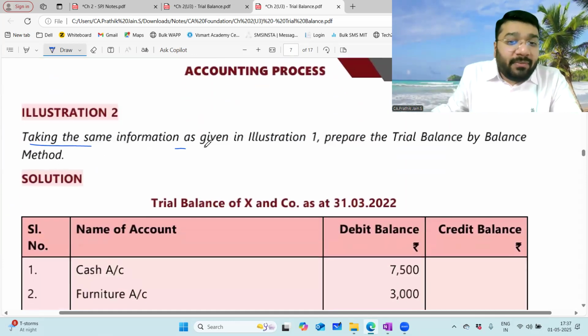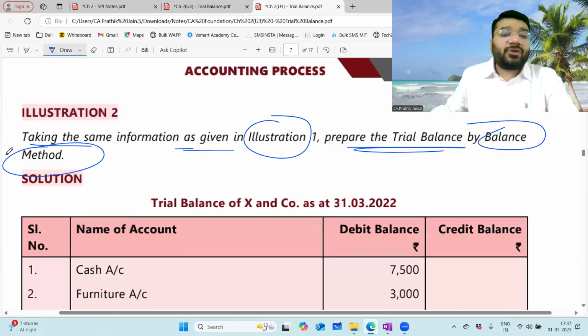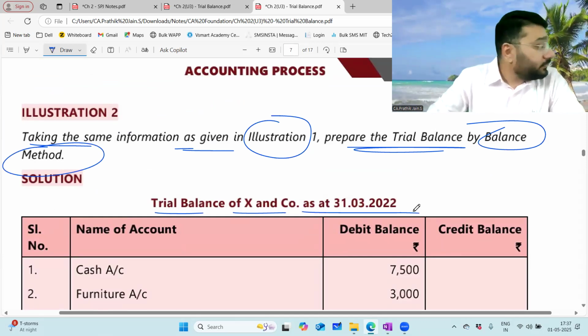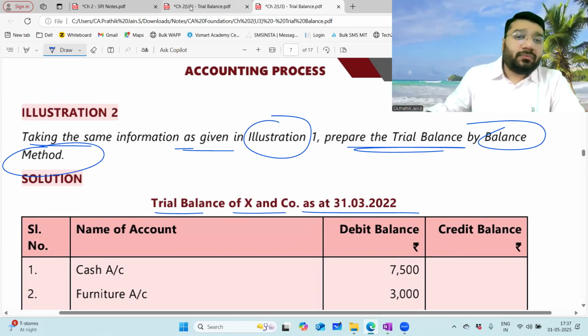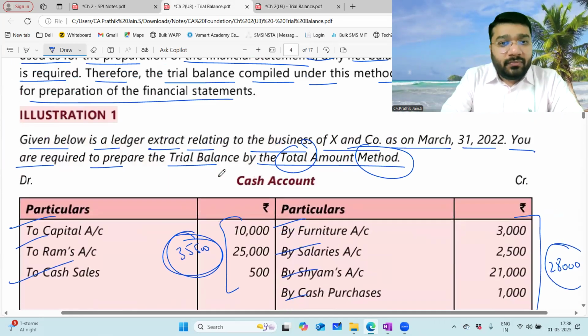Taking the same information given in illustration 1, prepare the trial balance as per the balance method. So take a fresh page. Record the heading one more time: Trial balance of X & Co as at 31st March 22. Now what will you do? They have given the ledger. So what will you take now? Balances. Wonderful.